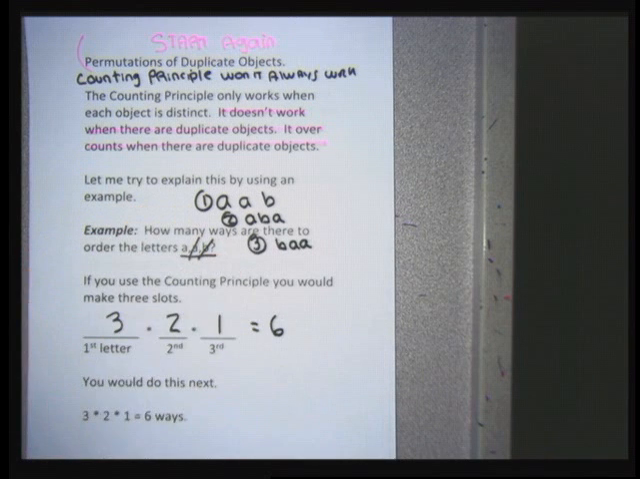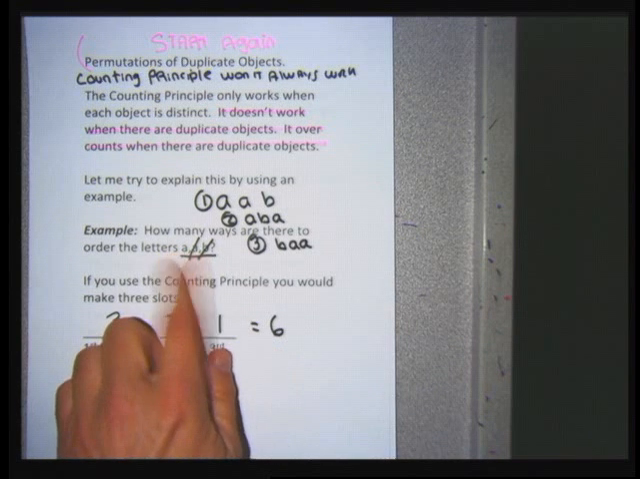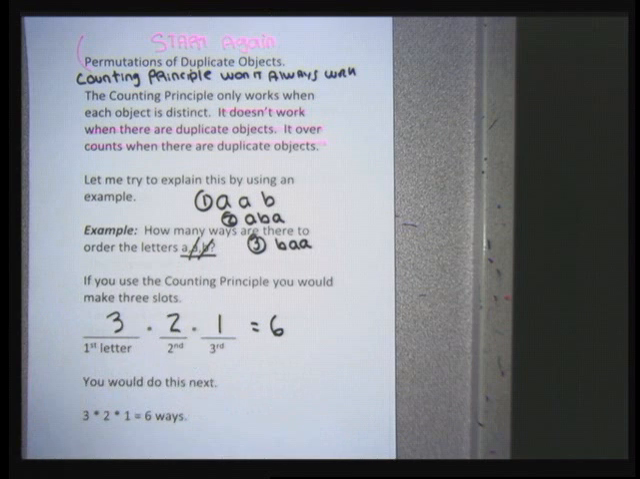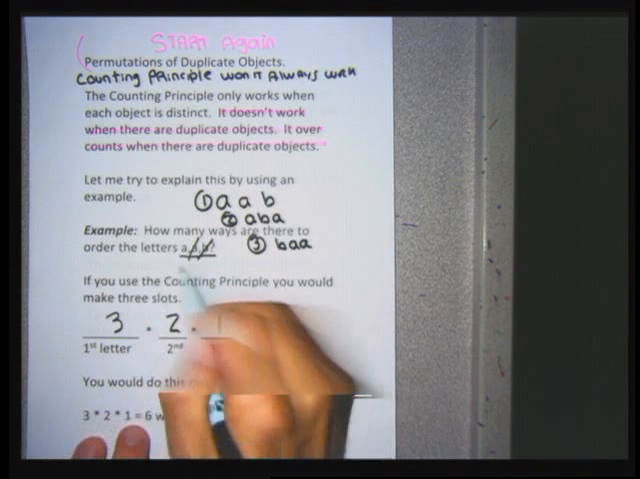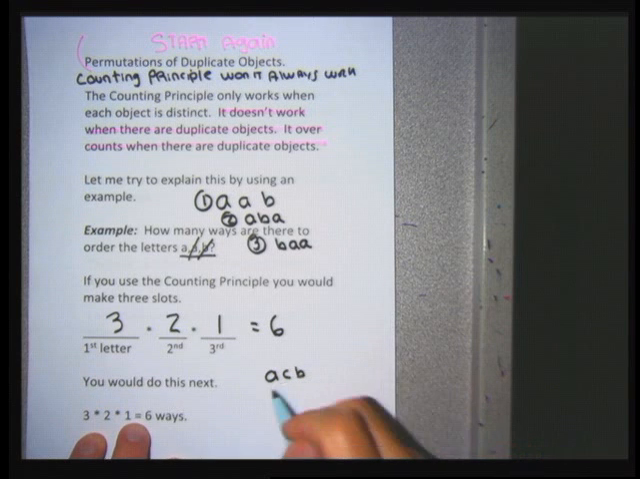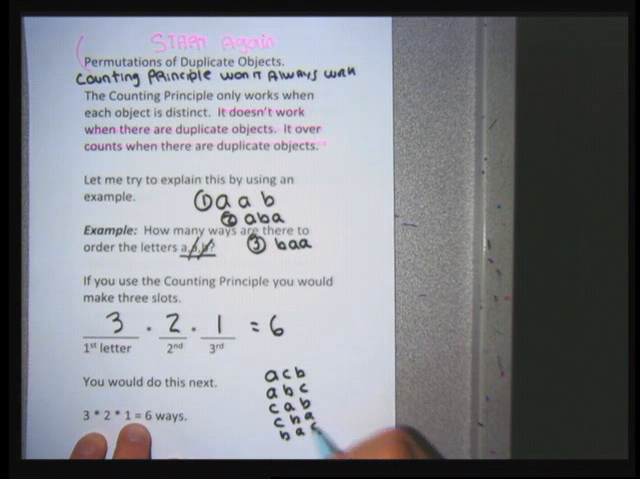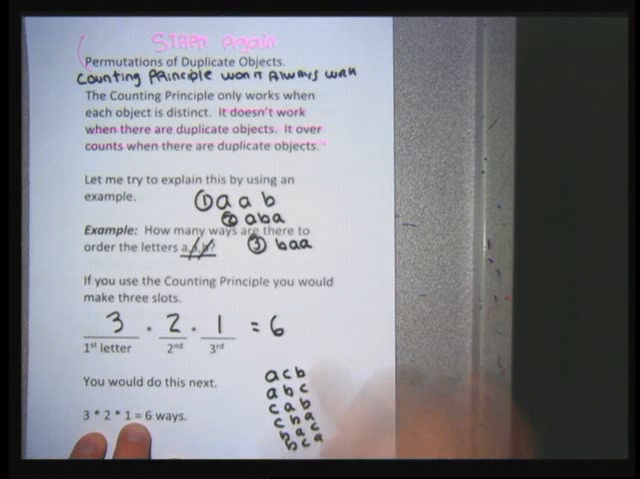And the reason the counting principle overstates is the counting principle thinks that the A and the A are different letters, essentially. It's thinking like this is an ACB. And if it was ACB, then you would get 6. So if this was asking me how many ways are there to order ACB, it would be ACB, ABC, CAB, CBA, BAC, BCA. So if there were 3 distinct letters, there'd be 6 ways to do these.